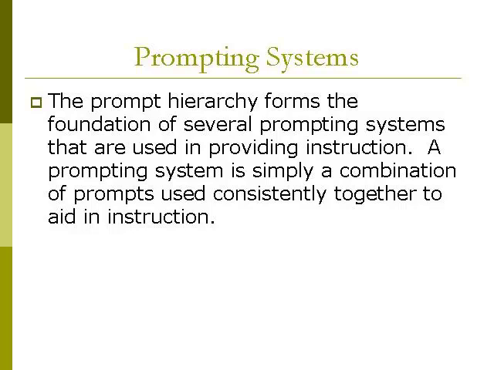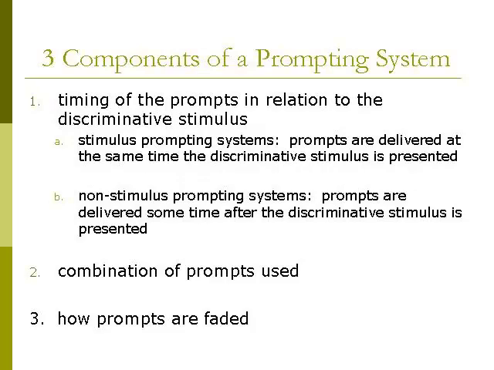The first component is the timing of the prompts in relation to the discriminative stimulus. There are 2 categories of systems. There are stimulus prompting systems, which are prompts that are delivered at the same time the discriminative stimulus is presented. And then there are non-stimulus prompting systems, in which prompts are delivered sometime after the discriminative stimulus is presented. So the timing of prompts in relation to the discriminative stimulus forms the first component of a prompting system.